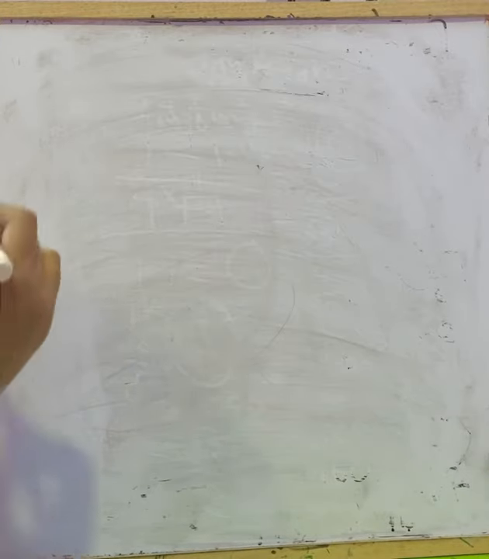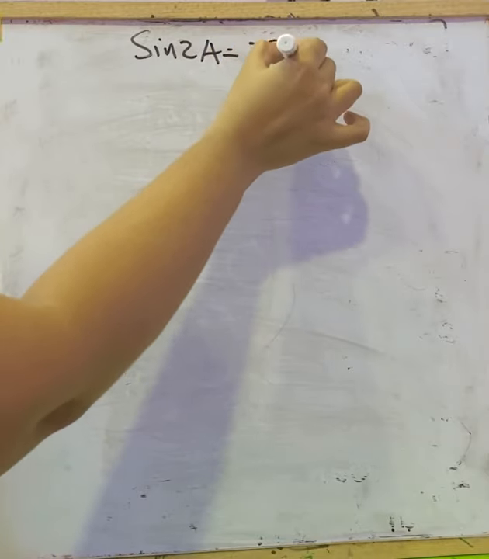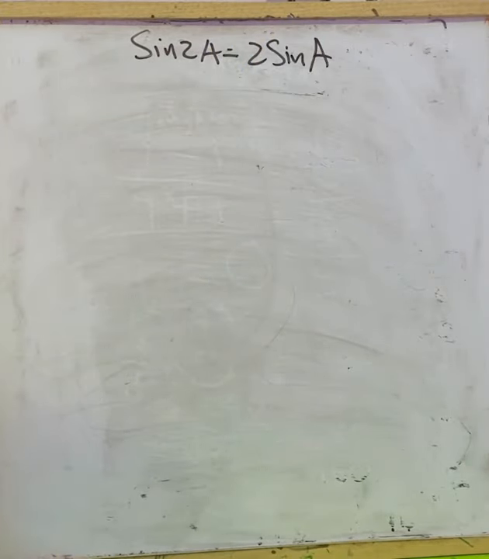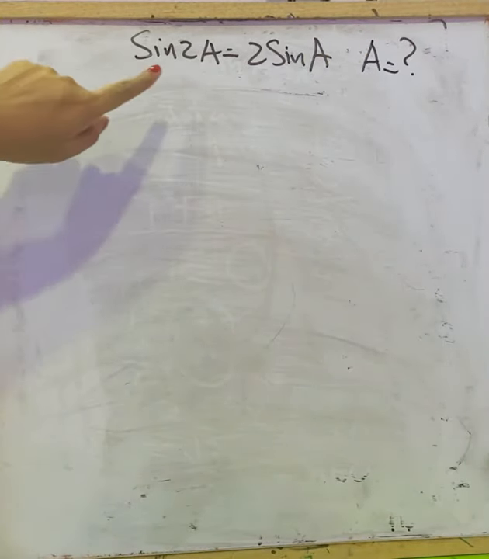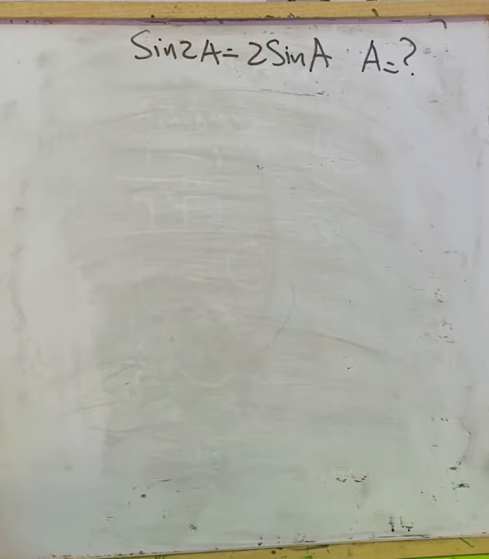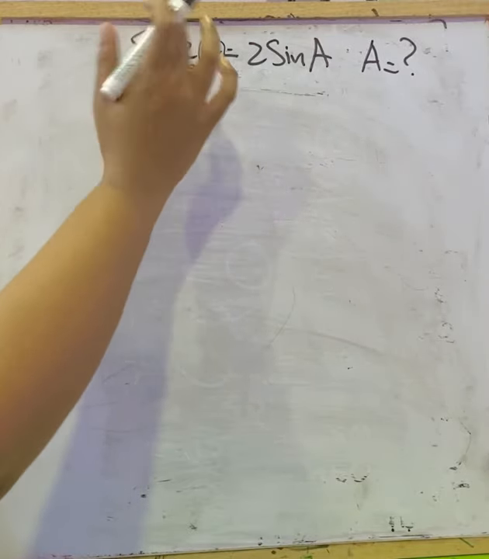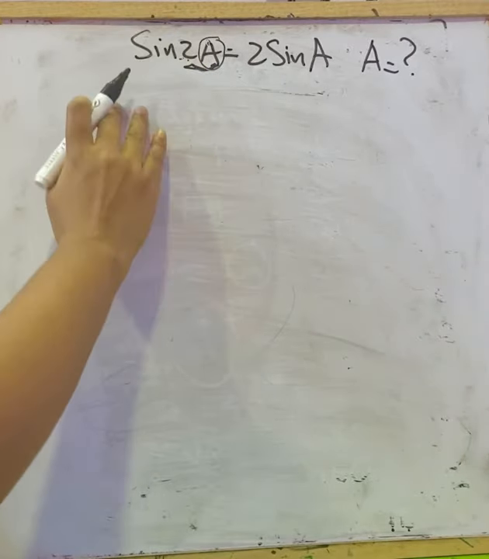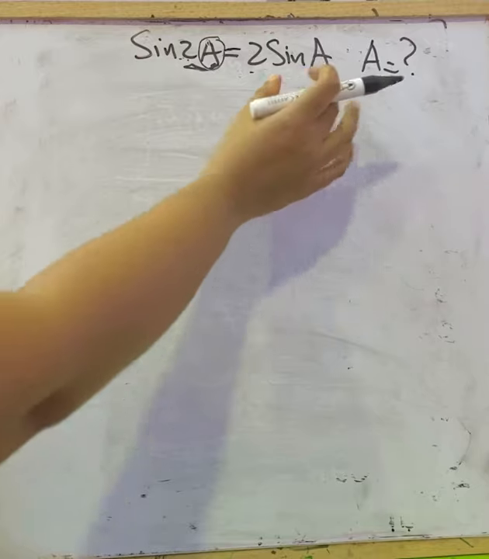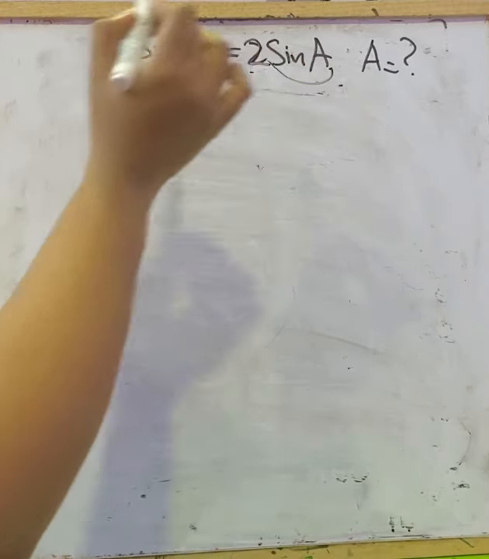Next question, sine 2a is equal to 2 sine a is true when a equal to some value. Actually sine 2a is not equal to 2 sine a because sine 2a means here we have a value, and we are doubling that value here. Sine 2a means this value's double and its sine. And this actually means sine a we have and we are doubling that value 2 times.